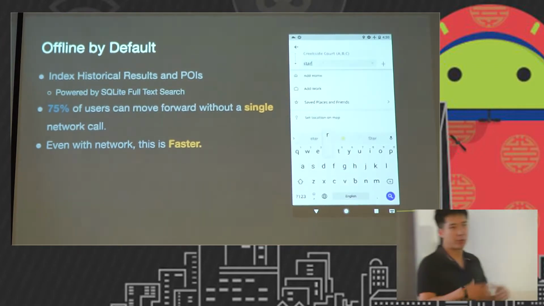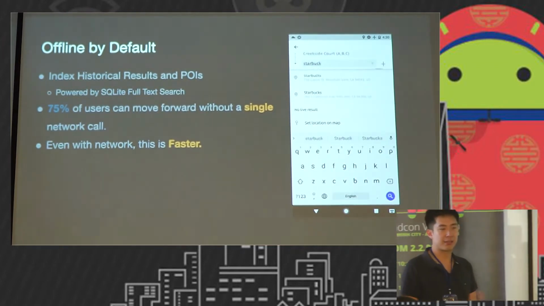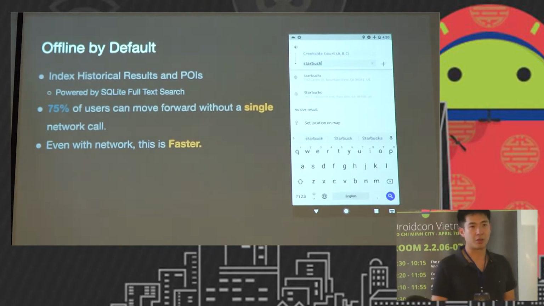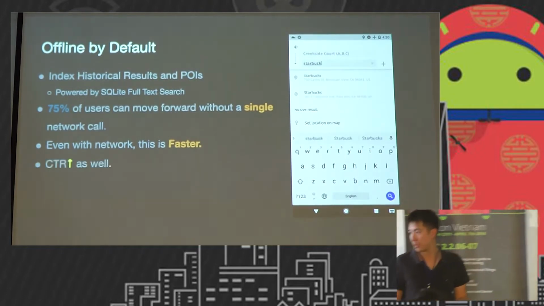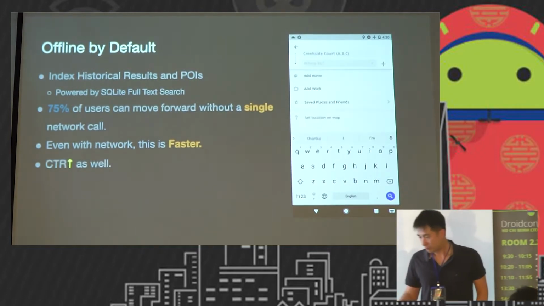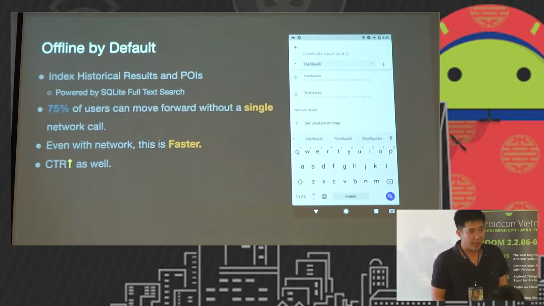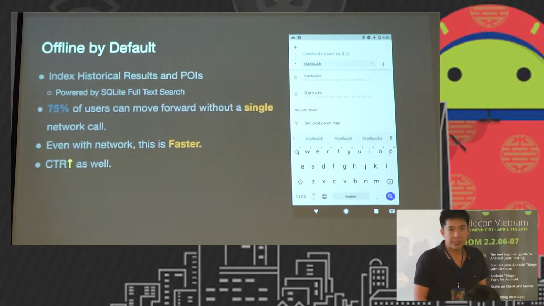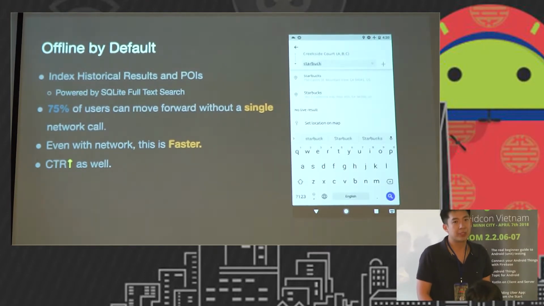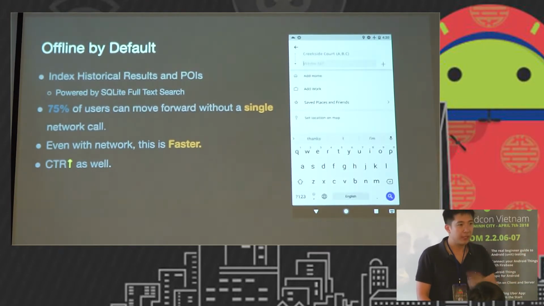So what started out as a feature that only worked for users on slow networks, we rolled it out and made it a main feature, and now it's enabled by default so that every user has it. And by doing that, we found that our click-through rate and the speed of getting through this flow increased very well.